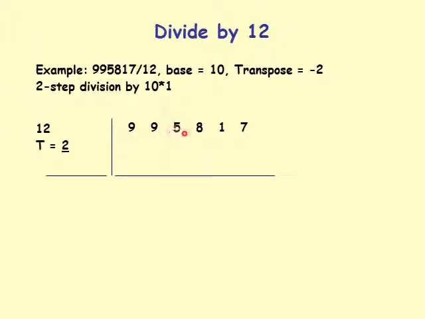The setup of the problem is: dividend 995817 and divisor 12. The transpose of the surplus is minus 2, which is bar 2. Okay, we are going to divide by 10. So if I divide 995,817 by 10, I get 99581 in the quotient and the remainder is 7. Let's continue here. Divide the first digit by 1. So this is the first digit.